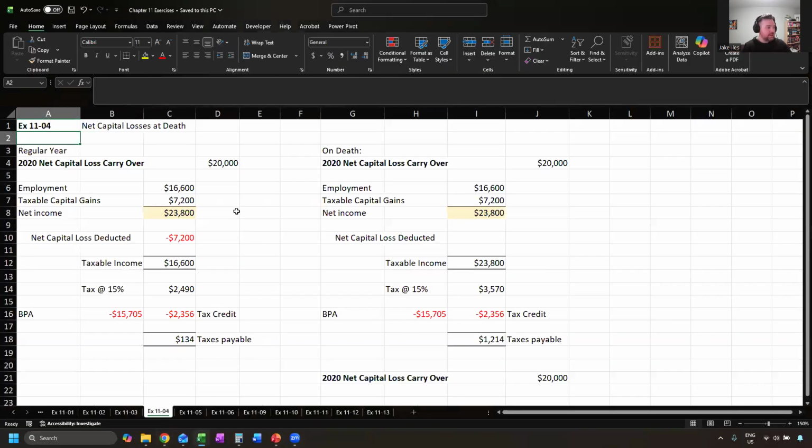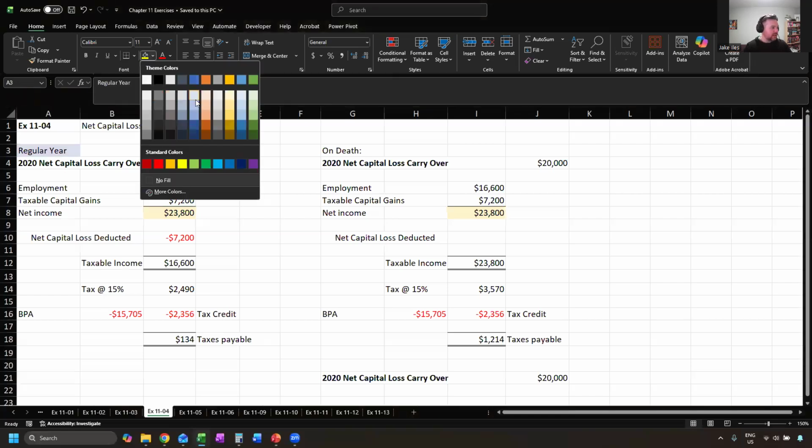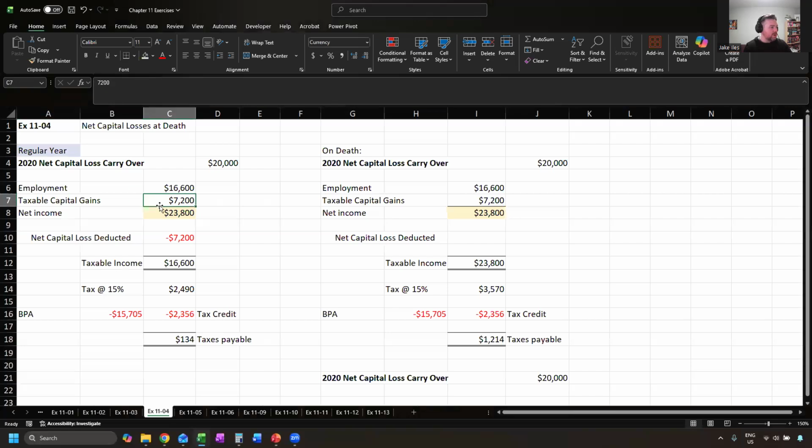So in this treatment, we have more loss carryover than our amount of taxable gain. In a regular year, we would be limited to claiming the net capital loss up to the amount of our capital gains. We'd only subtract 7,200. At 16,600, tax at 15%, we would owe 2,490. Our basic personal amount of 15,705 would confer a tax credit of 2,356. So we would owe taxes of $134. So net capital loss allowed us to apply against capital gains, but our employment income stuck around.